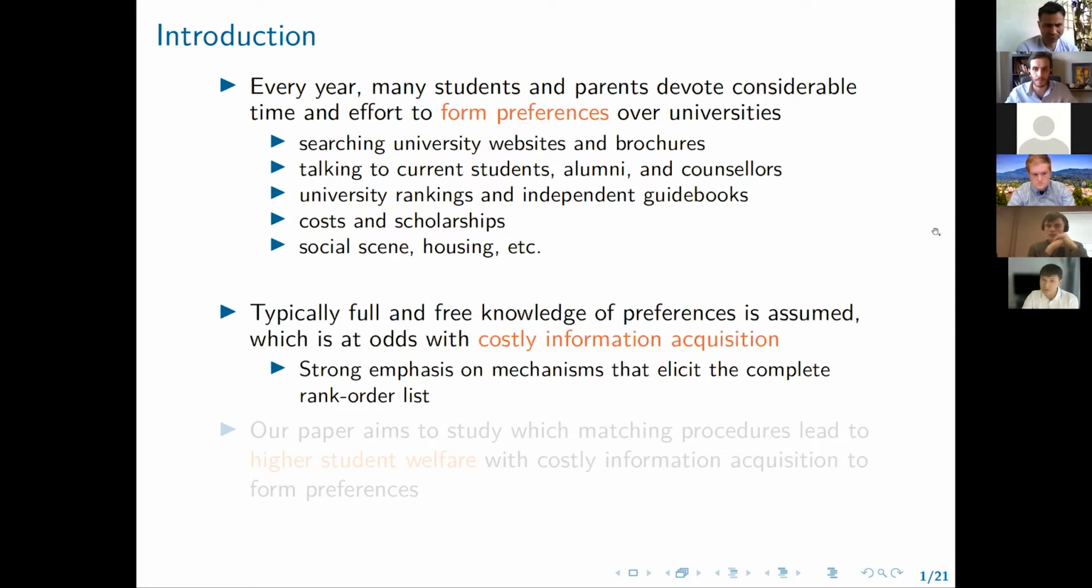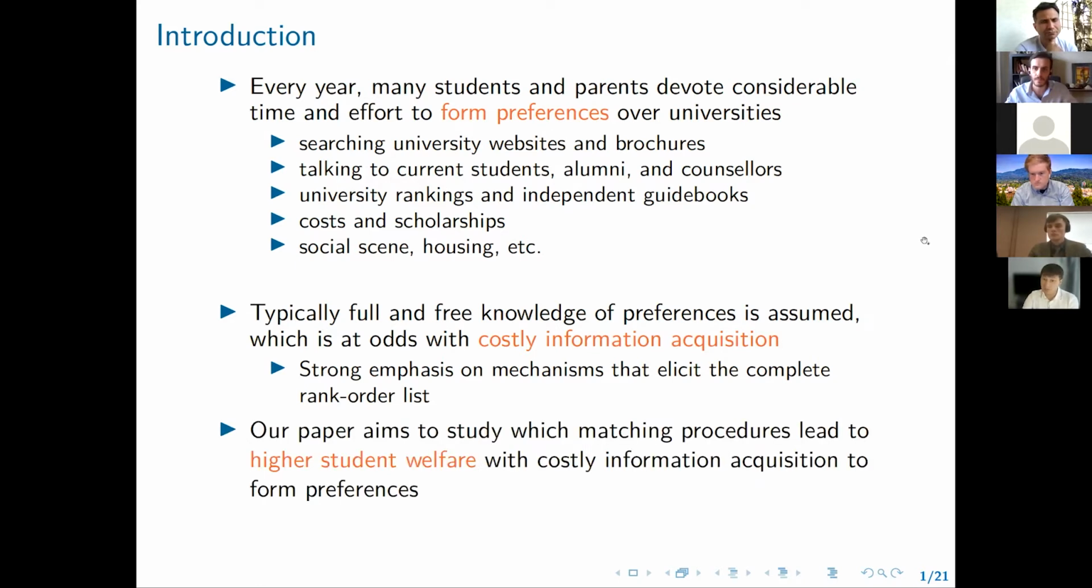Of course, all these activities are at odds with the fact that usually in matching literature, we assume that people just know their preferences. And this might lead to the fact that most of the mechanisms we consider rely on rank order lists, which essentially assume that people can rank all the universities costlessly. And maybe if you take into account this cost of forming preferences, this mechanism actually turns out to be not that effective. And broadly speaking, in this paper, we aim to study procedures to potentially improve the welfare of students if we include into consideration this cost of information acquisitions to form preferences.